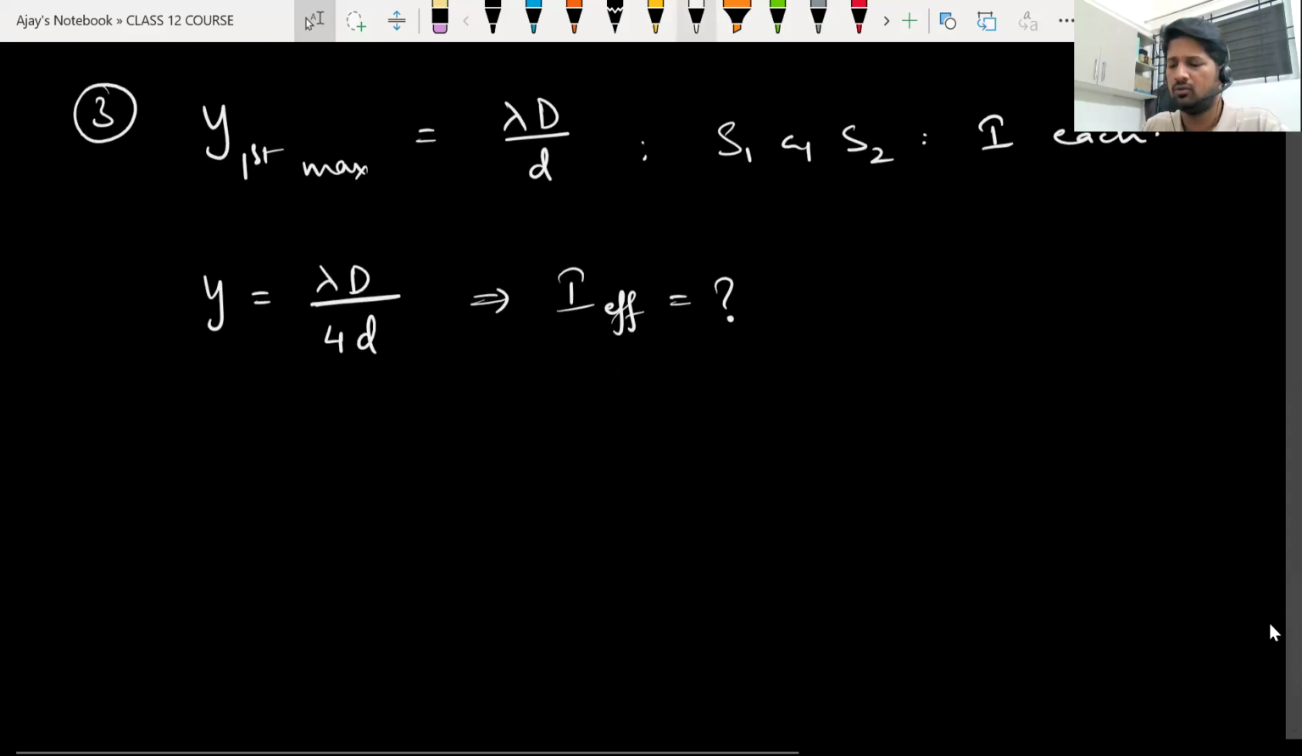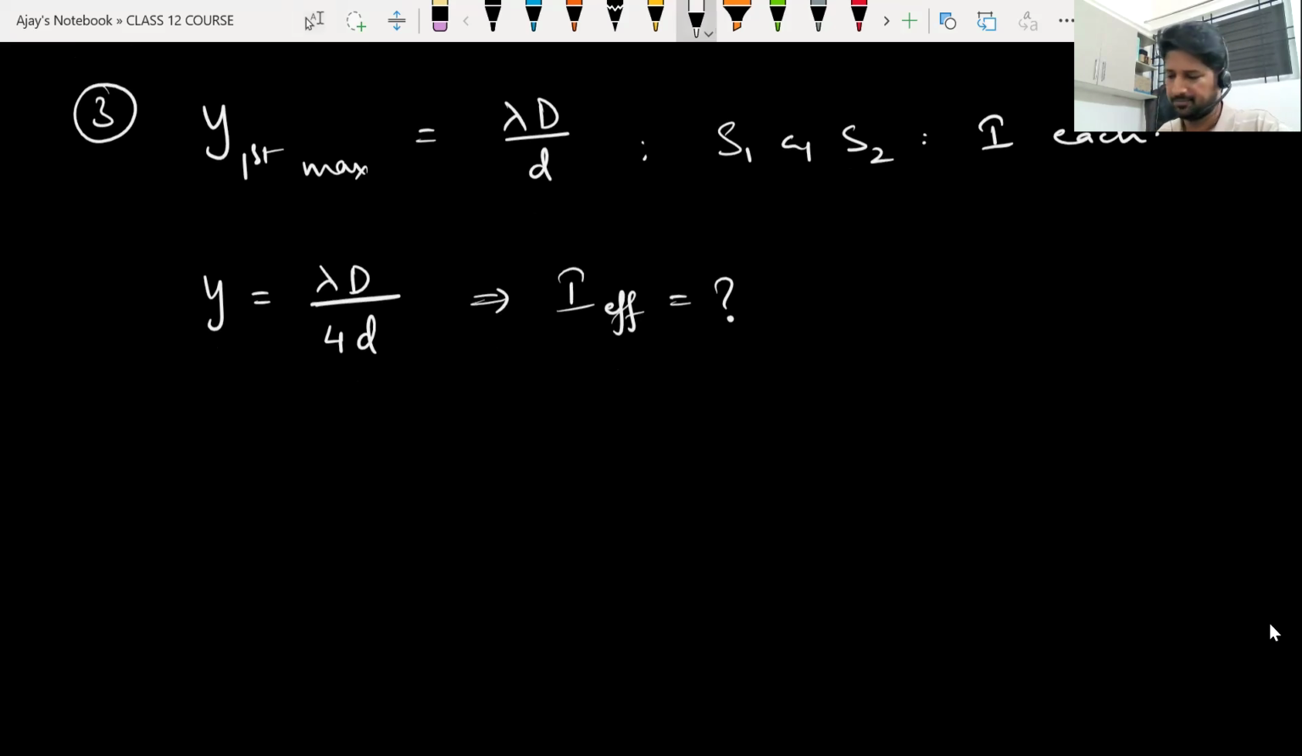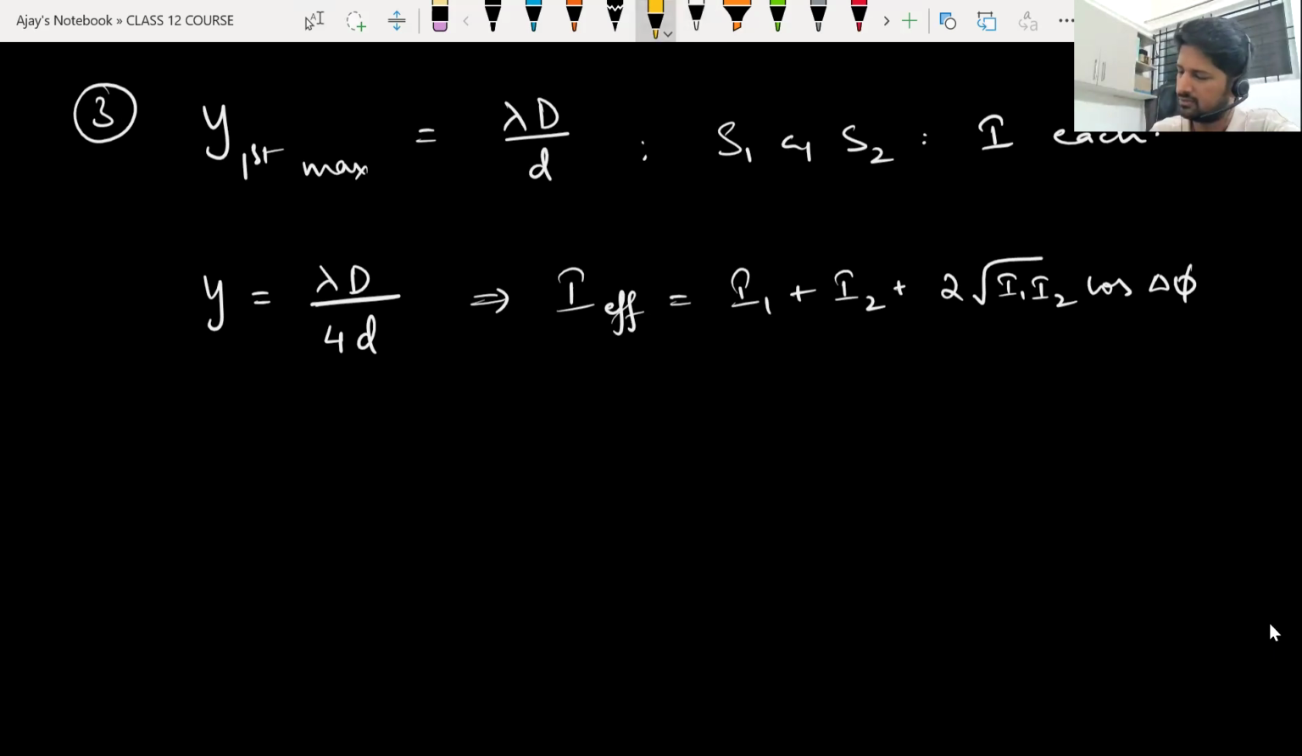Fine. What do you need to know to find out effective intensity? You need the individual intensities and the phase difference with which they interfere, delta phi. Don't say delta of the phase difference; it's delta phi, or simply phase difference. Individual intensities are given in this question: source intensities are I each. All you need to find out is the phase difference with which they interfere at this point.